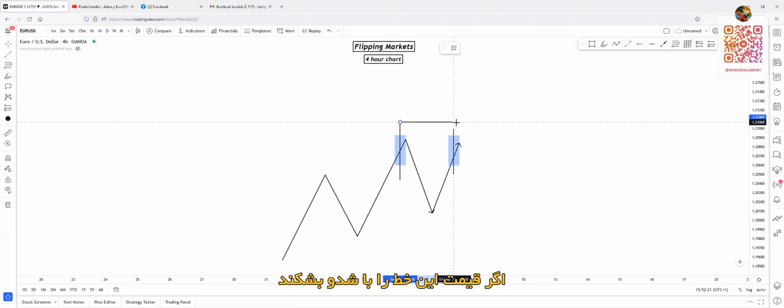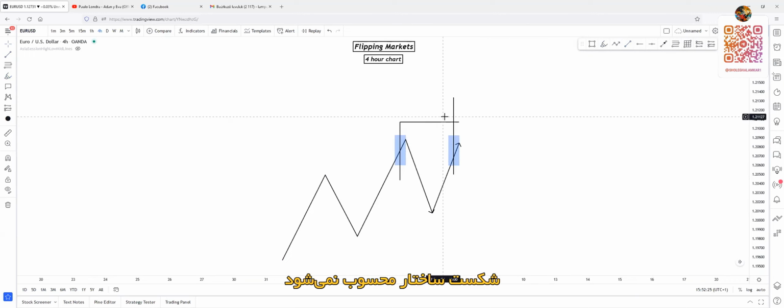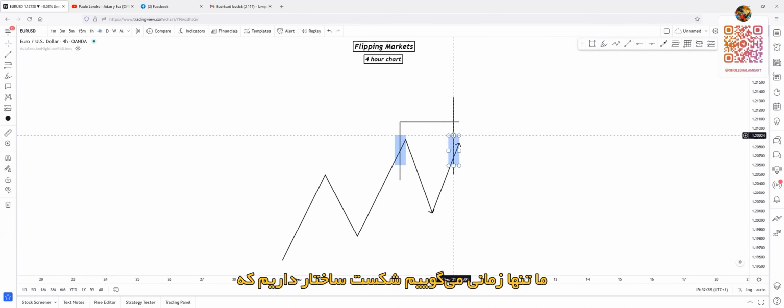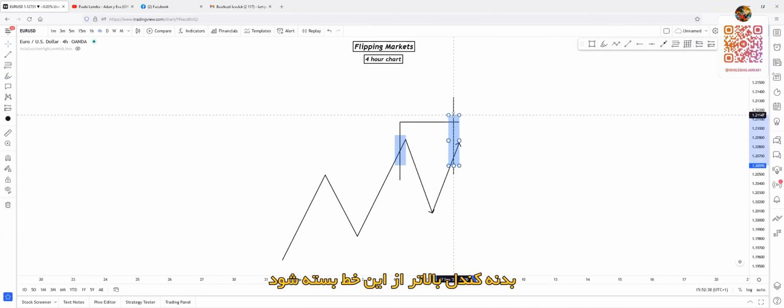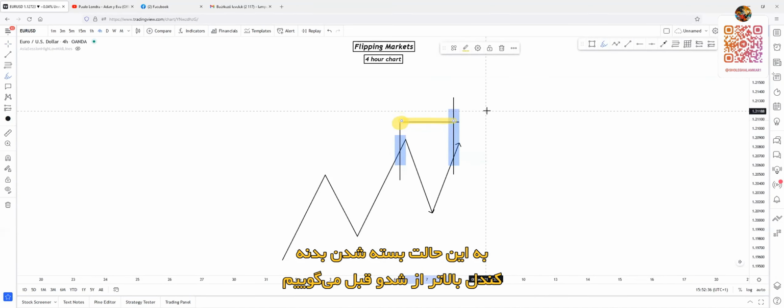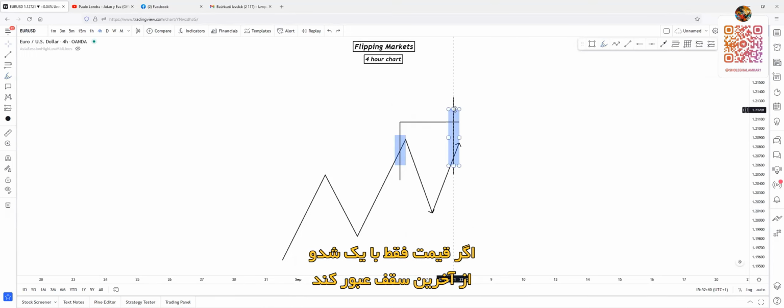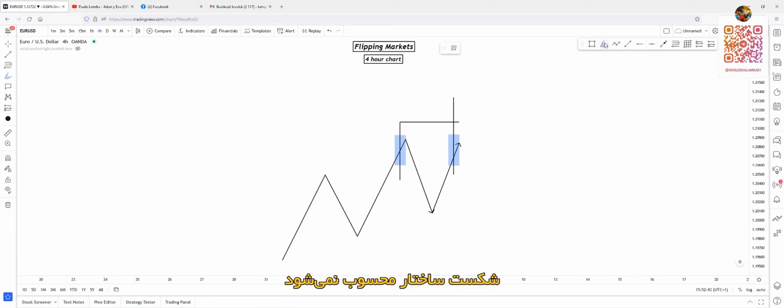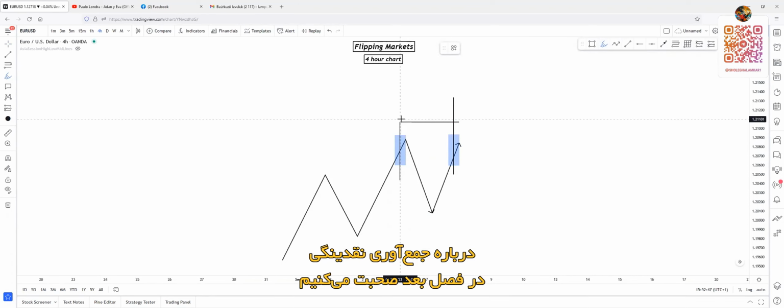If price breaks through this with a wick, it won't be a breakout structure. We only count breakout structure if the candle closes above with the body. So it has to close above this last wick with a body. This is what we call a wick to body closure. If price just closes above with a wick, it won't be a breakout structure. It could be a liquidity sweep. We will talk about liquidity sweeps in the next unit.